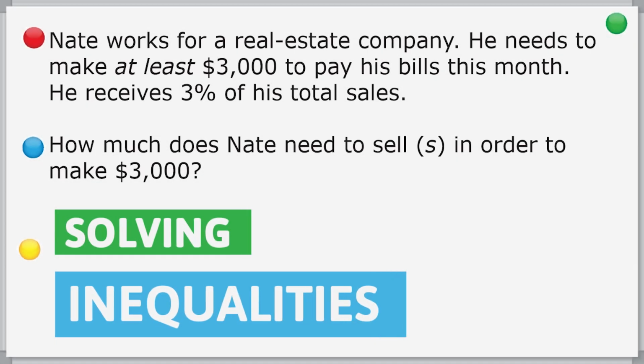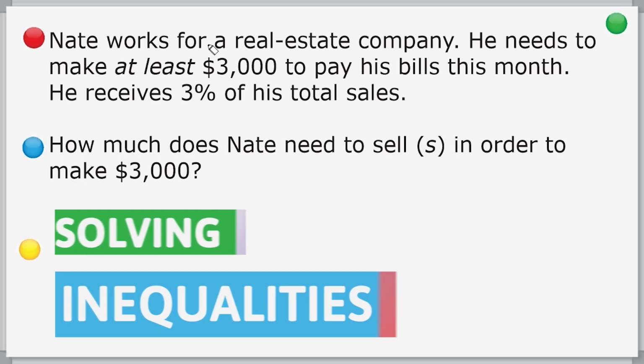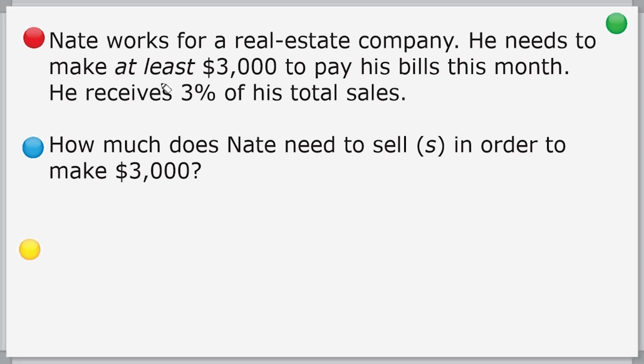All right, for this problem, what we have to do is set up and solve an inequality based on the information given in the word problem. And the word problem reads that Nate works for a real estate company. He needs to make at least $3,000 to pay his bills this month. He receives 3% of his total sales. We have to determine how much Nate needs to sell, represented by S, in order to make $3,000.